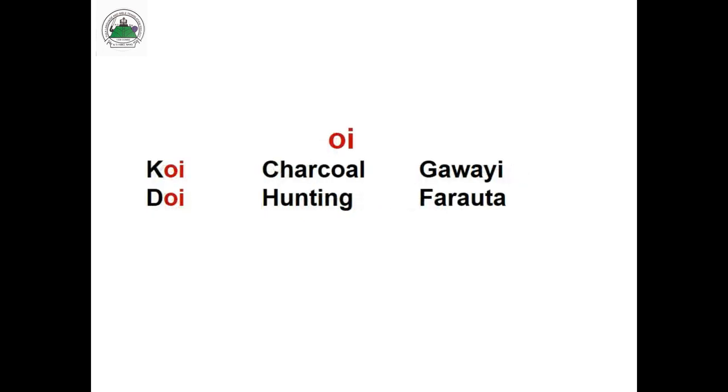Here is another example of diphthongs of different vowels. We have one of our vowel O coming together with the vowel E in the same place in a word. So the example we have there is koi. It is pronounced koi, which means charcoal in English, gawayi in Hausa. And the last example there we have is doi. It is pronounced doi, which means hunting in English, farauta in Hausa.